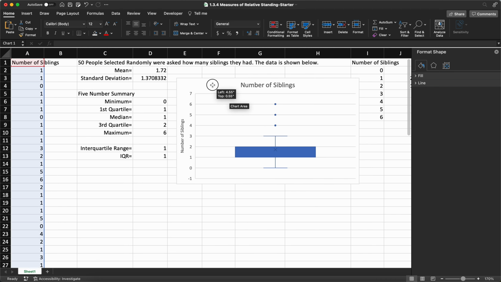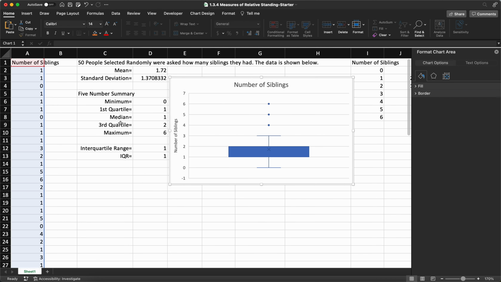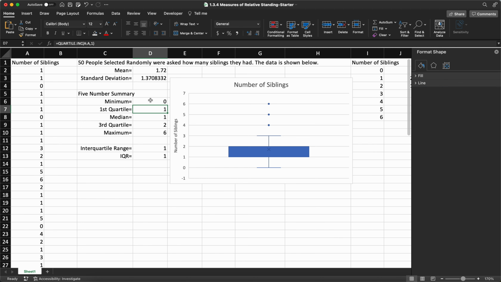All right, so that's how we calculate the 5-number summary. If we were given the original data, we just have a min, a quartile function, a median, another quartile function, a max function, and then we can subtract Q1 from Q3 to find our interquartile range.